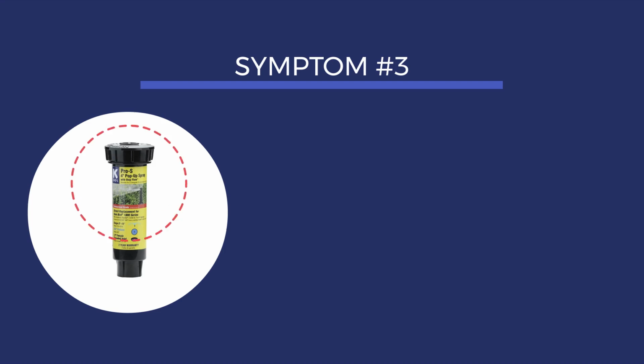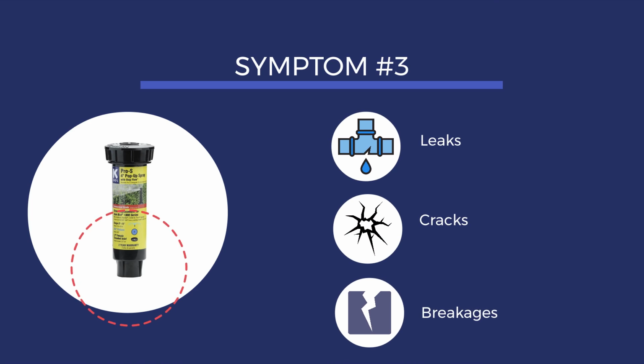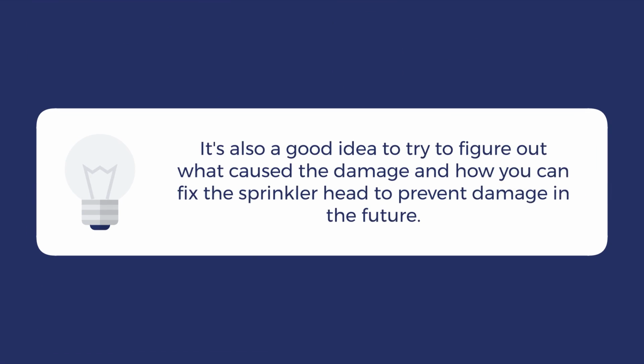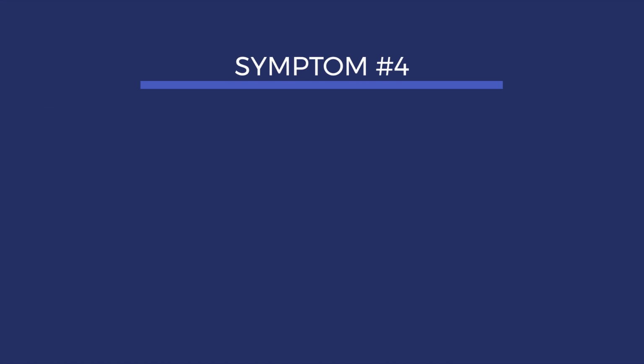The other common cause for leaks around the sprinkler is the sprinkler-to-pipe connection. Check for leaks, cracks, or other breakage. It's also a good idea to try to figure out what caused the damage and how to prevent damage in the future. Symptom number 4.